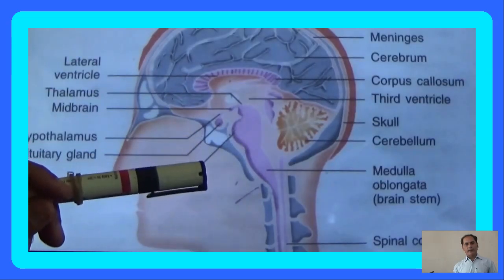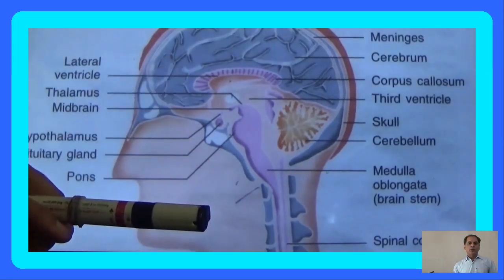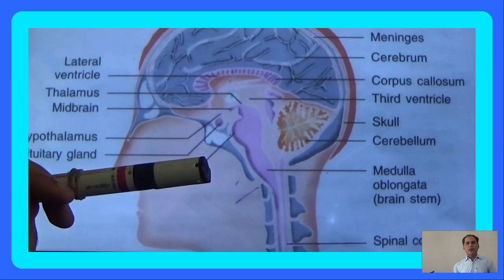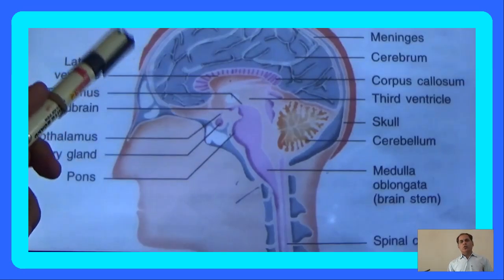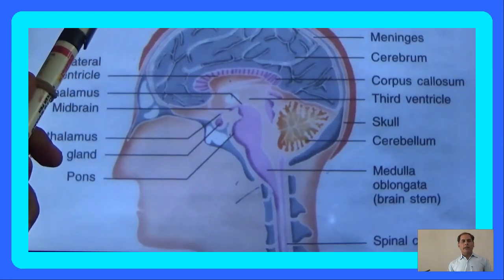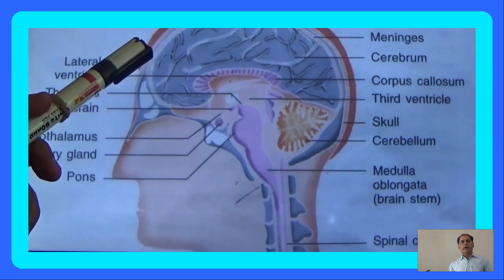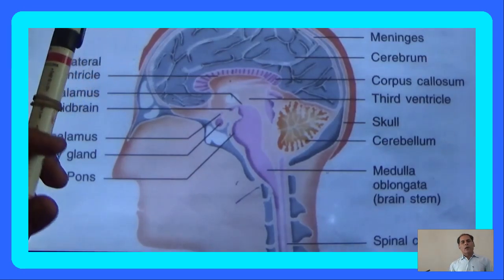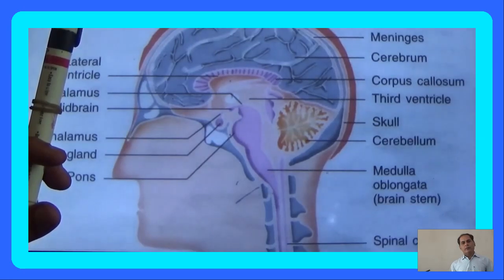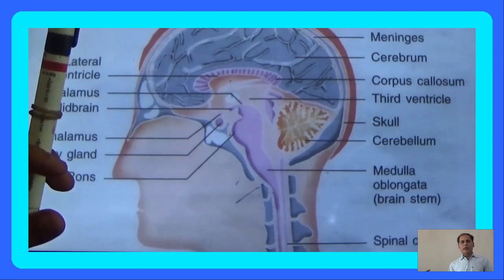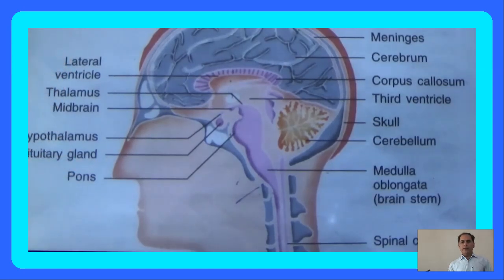So this is the internal structure of the human brain. The weight of the human brain is about 1.4 kg and the volume of the human brain is 1500 cubic centimeters in an adult person. Mainly the brain is made up of 100 billion neurons. You can imagine. It is encased in a bony case called cranium.